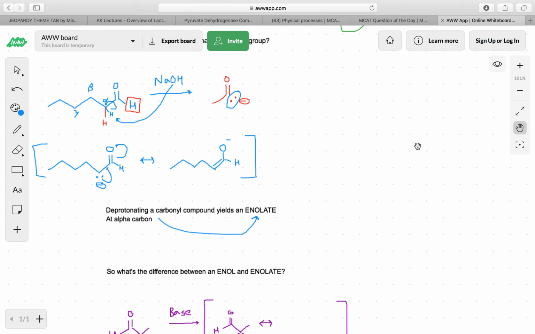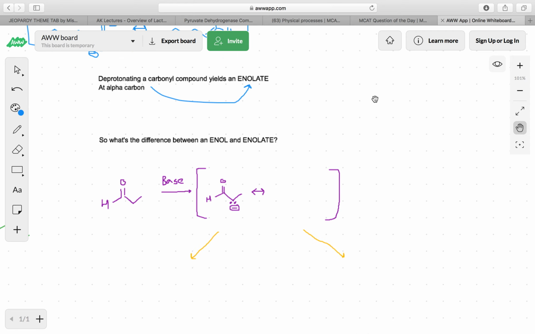So now you guys have heard a bunch of similarly sounding words. You've heard of enolates, you've heard of enols, enamines. It just gets very confusing. So I'm going to try and explain what the difference is so we don't get too confused. So let's start off with our aldehyde. We know that if we add a base, we're going to deprotonate it. And remember we're going to deprotonate it from the alpha carbon.